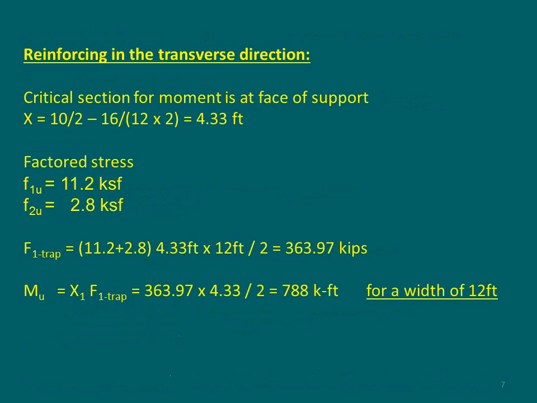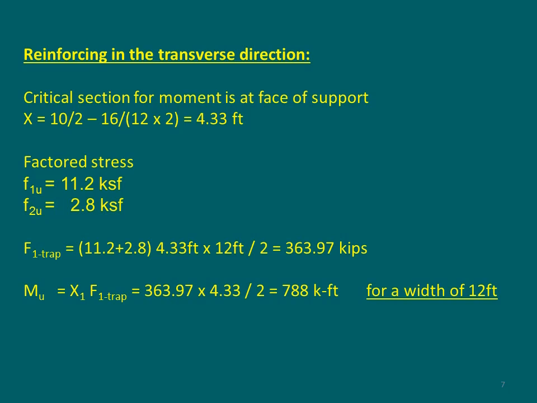How about the transverse direction? You're going to see the critical section in the other direction. The total width of the footing is going to be 10 feet, and the column is equal to 16 inches. So I'm going to take the cantilever length as 4.33 feet. Now the factored stress, I have 11.2 ksf for the maximum stress. The smallest stress on the other side is going to be equal to 2.8 ksf.